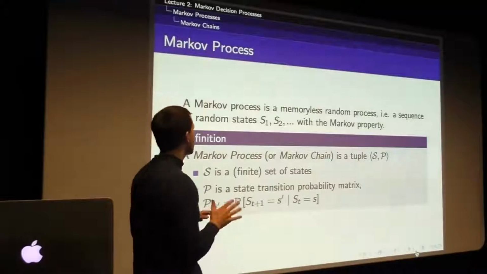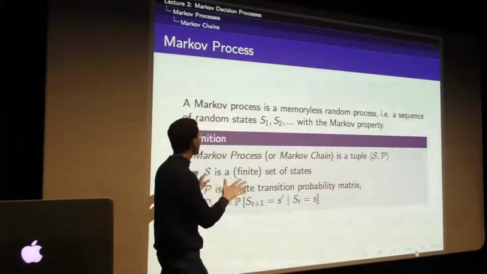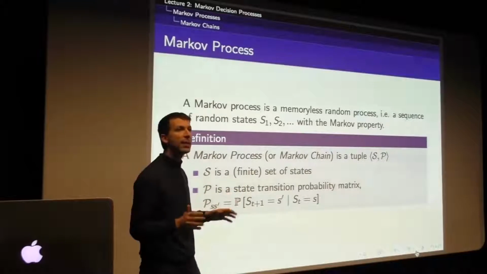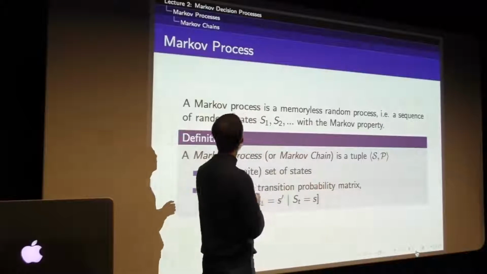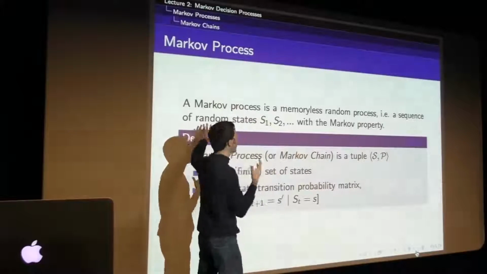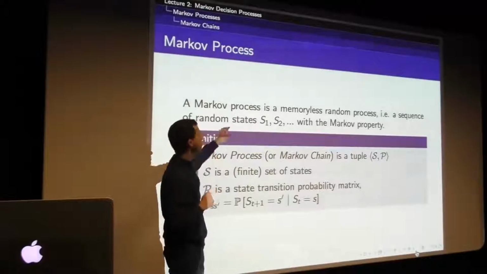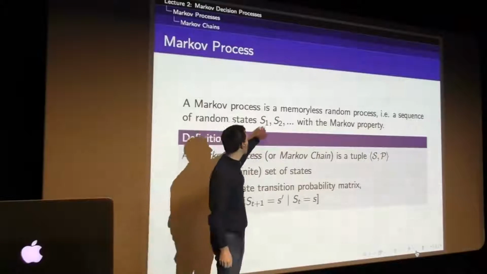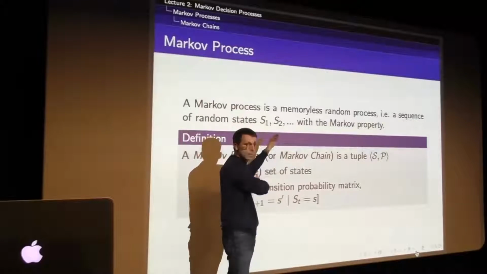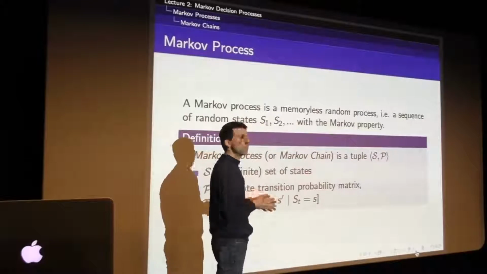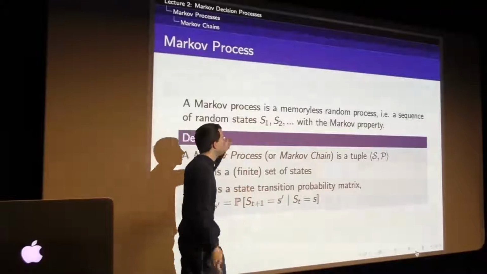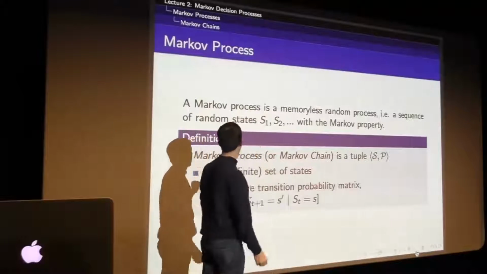So let's try and understand that a little bit more. So now just formally, a Markov process is basically a random process, a process that we're sort of sampling from iteratively. So our definition for this is going to be a sequence of random states, S1, S2, going on in time, that has the Markov property. That's the definition of a Markov process. It's just a sequence of states with a Markov property.